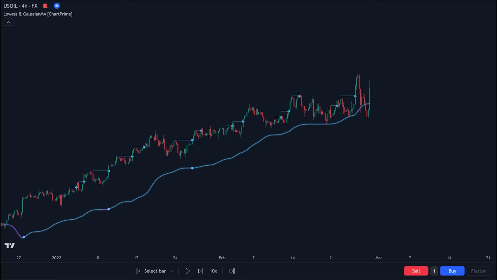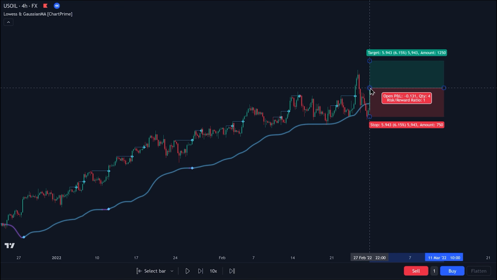This false breakout occurs when the price briefly moves below the moving average, but quickly regains momentum and fails to sustain the downward move. The best entry point for this buy trade is after the price makes the fake out and then reverses back above the Gaussian moving average.